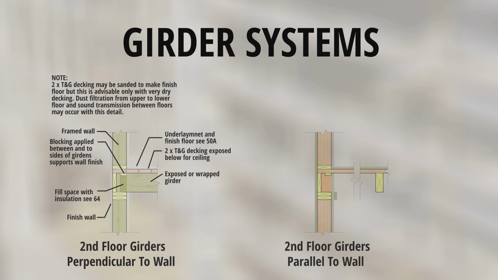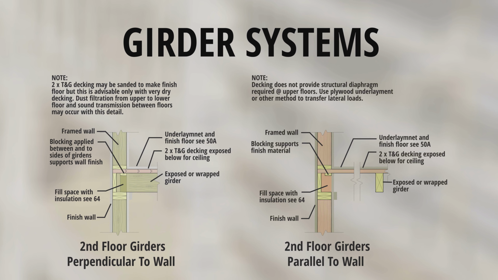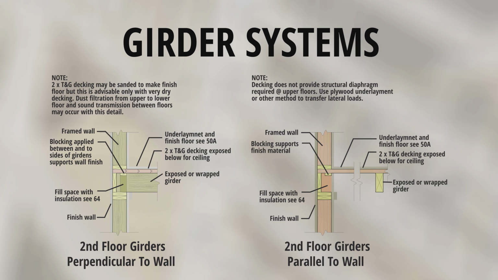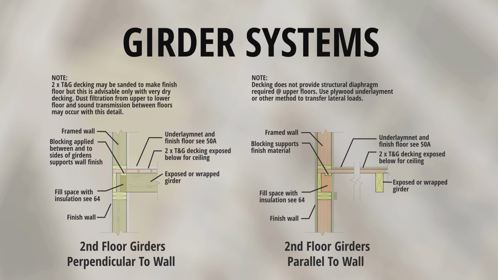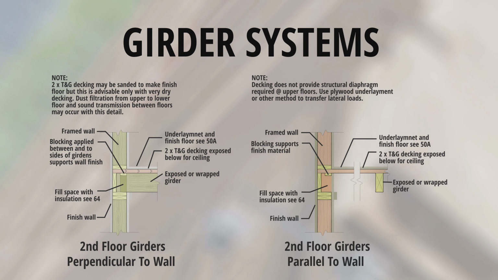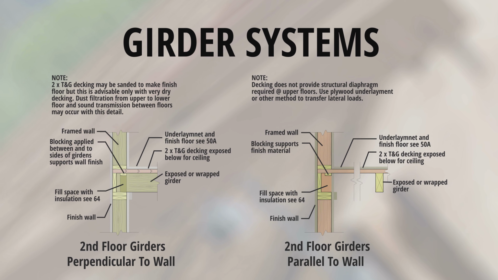Second floor girders parallel to wall. Framed wall, blocking supports finish material, fill space with insulation, finish wall. Underlayment and finished floor, 2x tongue and groove decking exposed below for ceiling, exposed or wrapped girders. Note: decking does not provide structural diaphragm required at upper floors. Use plywood underlayment or other method to transfer lateral loads.